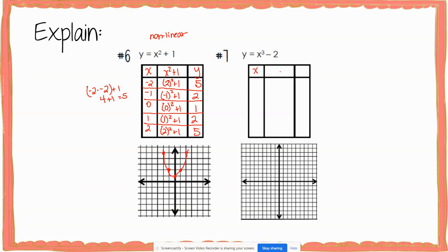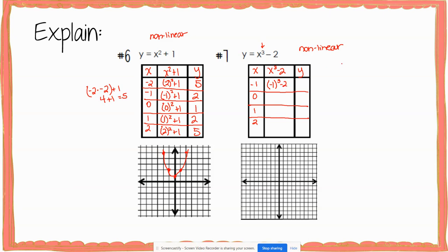So again, we have an equation that is nonlinear, and we can tell without doing the work that this is nonlinear because of this exponent of 3 on x. So we're just going to look at what this would look like on our actual graph here. So let's do -1, because -2 will go too far off our page. All right, so if we do -1 to the third power, then -2.